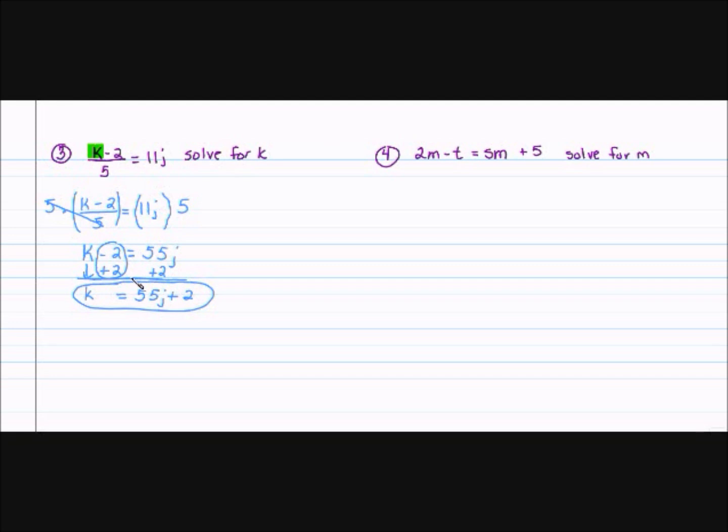On to number 4. Here we're going to solve an equation for a specific variable. Again, notice I have that variable on both sides. 2m minus t equals sm plus 5. And they want me to solve for m. I have an m here and I have an m here. Before I solve for m, I have to make sure all my m's are on the same side. In order to do that, I need to combine like terms. So, let's get moving.